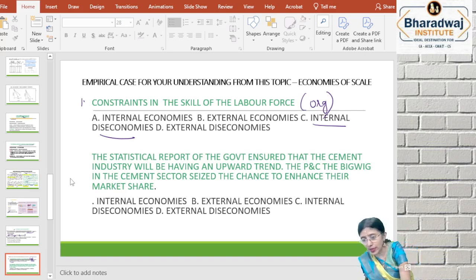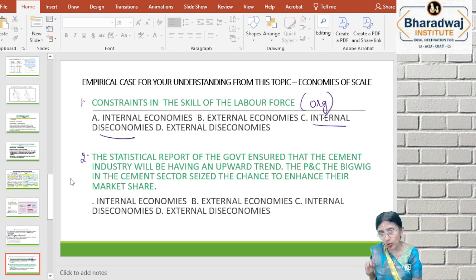Example 3. So this page, another example. Go to the next one. The statistical report of the government ensured that the cement industry will have an upward trend. The PNC, the bigwig in the cement sector, sees the chance to enhance their market share. So you may have to study these examples to understand which options they will fit. Options are going to be the same. You have no other choice.